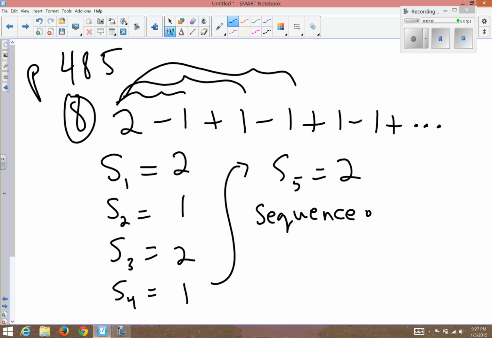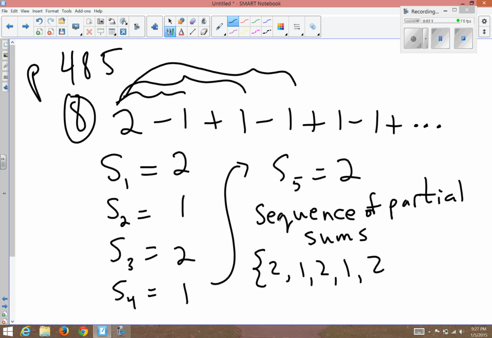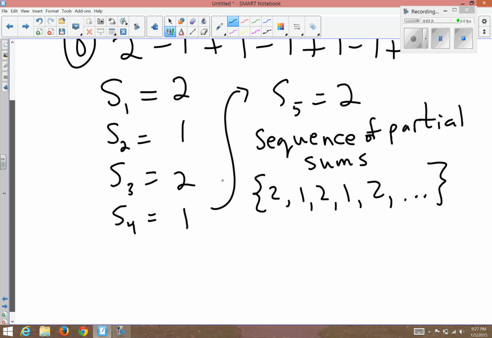So when we say the sequence of partial sums, we're talking about this list of numbers, 2, 1, 2, 1, 2, right here. This list of numbers is a sequence. It's called the sequence of partial sums. It is clear that the sequence of partial sums does not have a limit.